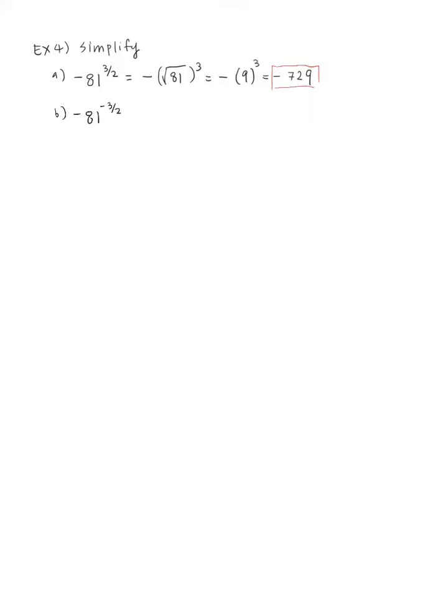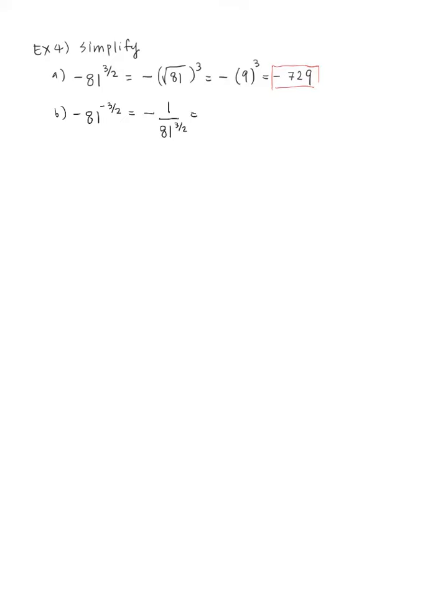Now let's look at part B. Negative 81 to the negative 3/2. Again, that negative 3/2 is only attached on the 81, not on the negative that's in front of 81. So leave that negative alone. Now we need to rewrite 81 to the negative 3 over 2 in terms of a positive exponent. You need to take the reciprocal of 81, which will be 1 over 81. Then you're going to attach the positive exponent on that 81.